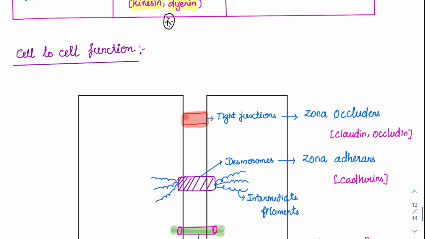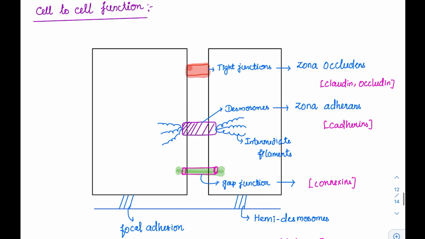Then comes the cell to cell junctions. Two cells are connected with the help of various junctions. That is the cell to cell junction. The primary junction, as you can see here, is something called the tight junction. What is the function of these tight junctions? Tight junctions tightly bind the two cells. This will be helpful in some places where barriers are there. What are some barriers? Just name them.